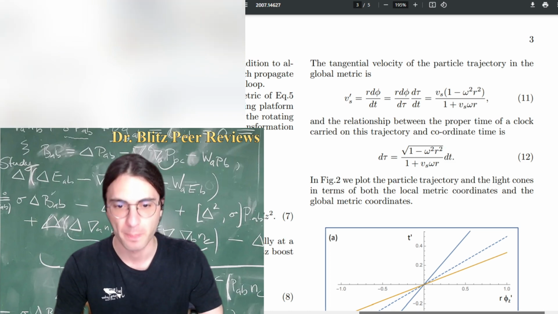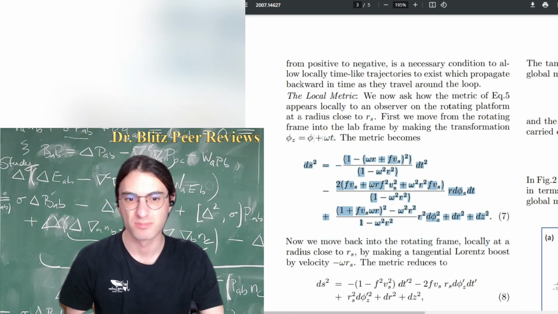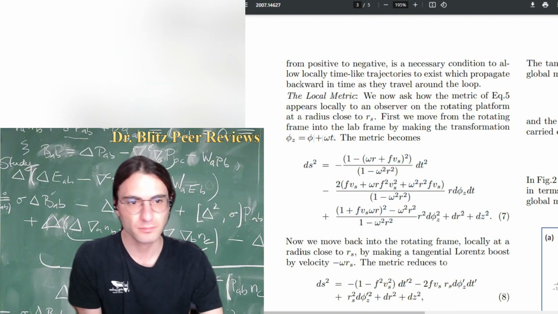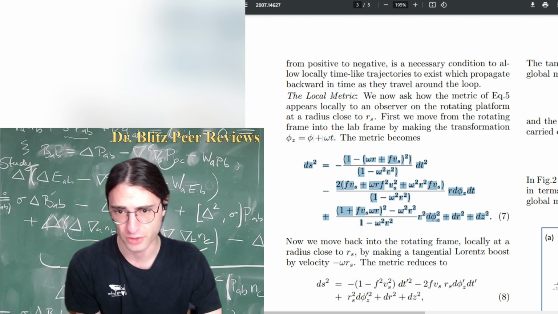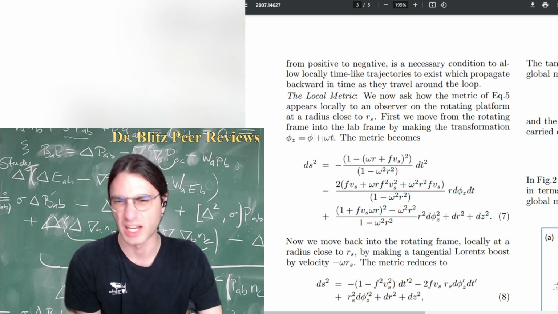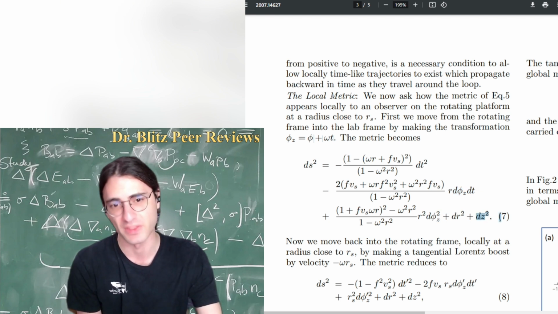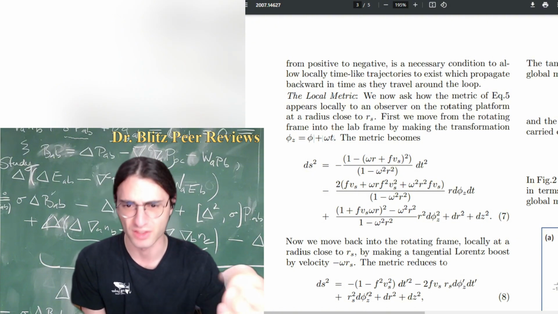You'll end up with this. This is just a fairly straightforward coordinate transformation. It looks really nasty, but I don't think we need to worry about what each term means right now. This is the time direction, this is the angle-time mixing direction, this is the angular direction, this is the radial direction, and this is the z direction. But the actual coefficients don't matter because this is not the final step.